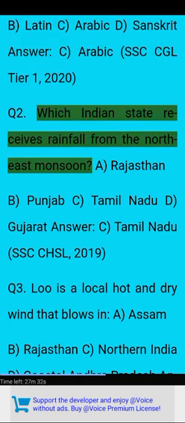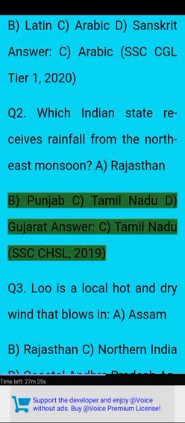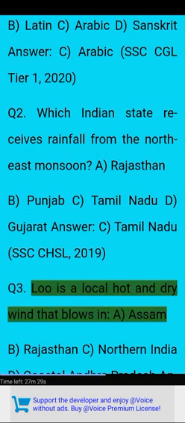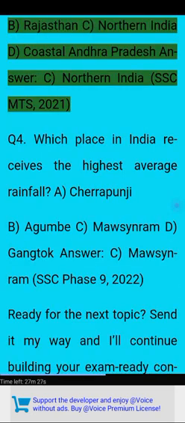Q2. Which Indian state receives rainfall from a northeast monsoon? A. Rajasthan. B. Punjab. C. Tamil Nadu. D. Gujarat. Answer. C. Tamil Nadu. SSC CHSL, 2019. Q3. Lu is a local hot and dry wind that blows in. A. Assam. B. Rajasthan. C. Northern India. D. Coastal Andhra Pradesh. Answer. C. Northern India. SSC MTS, 2021.